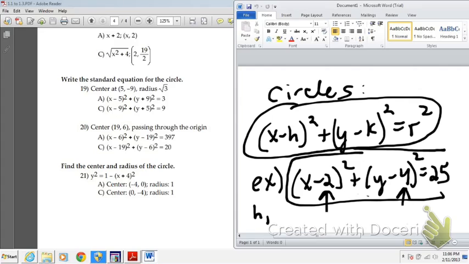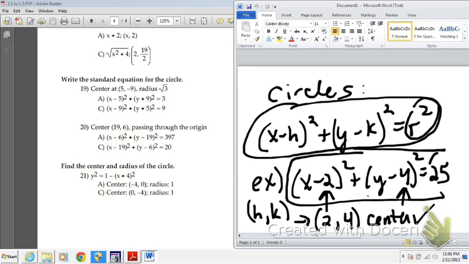So h comma k, well, we can see that that would be 2 comma 4. So then what is 2 comma 4? Well, that's my center. So that would be the center of the circle. And then, r squared is 25. So if r squared is 25, r is 5. So the radius is 5.